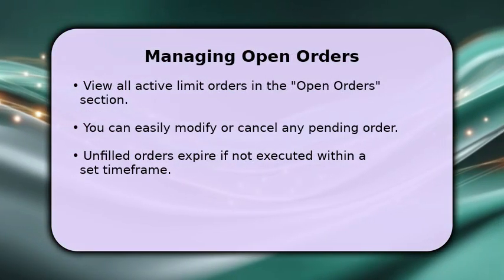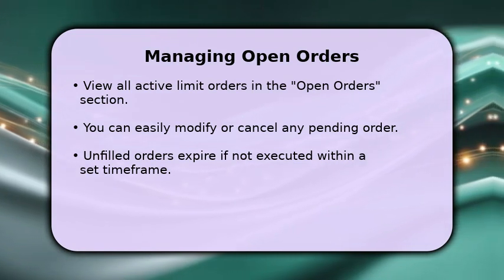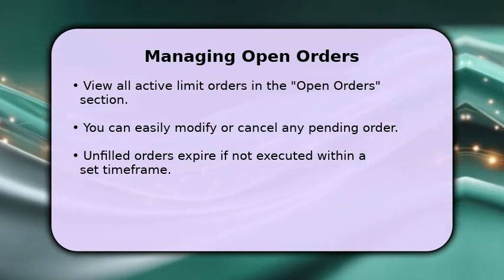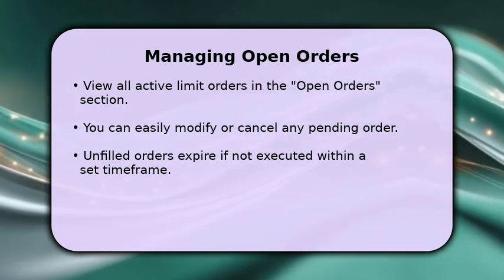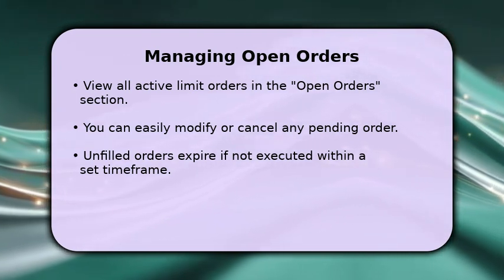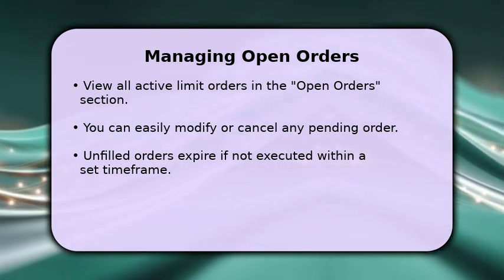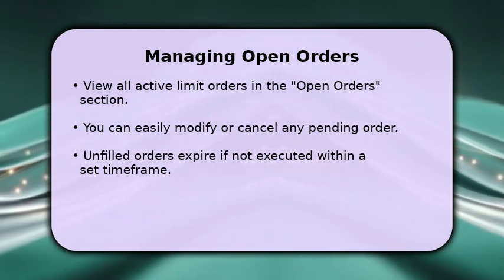Once your limit orders are placed, you can easily manage them. Head over to the Open Orders section on Binance to see all your active buy and sell limit orders. From here, you have the flexibility to modify the price or quantity, or even cancel an order entirely if your strategy changes. Keep an eye on them, as unfilled orders will eventually expire.